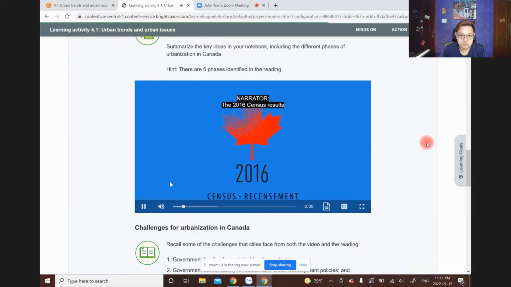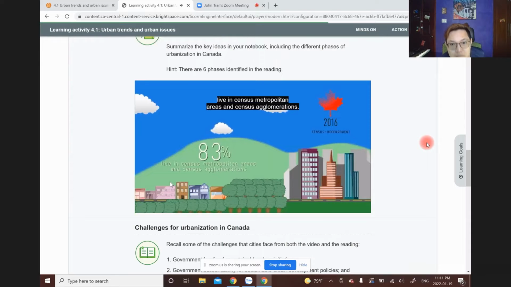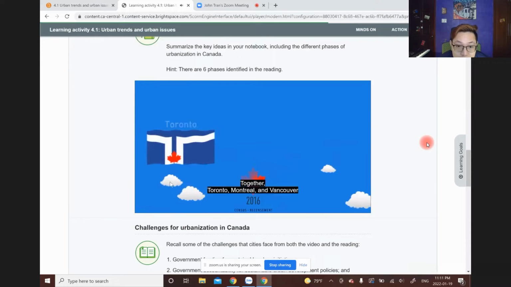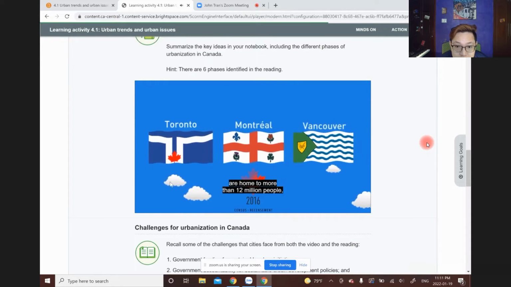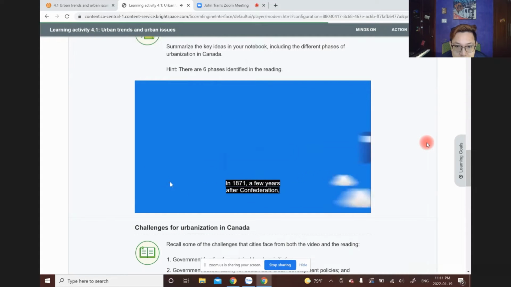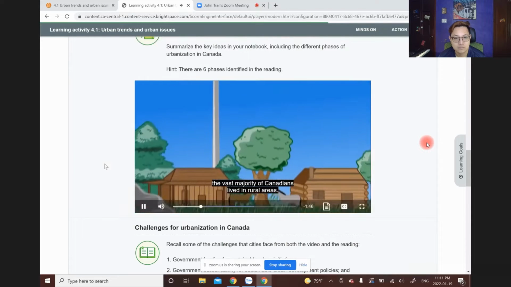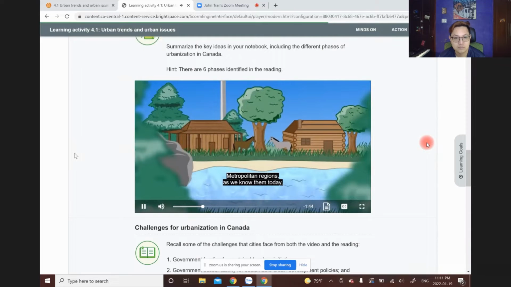The 2016 census results show that more than 80% of Canadians live in census metropolitan areas and census agglomerations. Together, Toronto, Montreal, and Vancouver are home to more than 12 million people, more than 1 in 3 Canadians. In 1871, a few years after Confederation, the vast majority of Canadians lived in rural areas. Metropolitan regions, as we know them today, did not exist at that time.